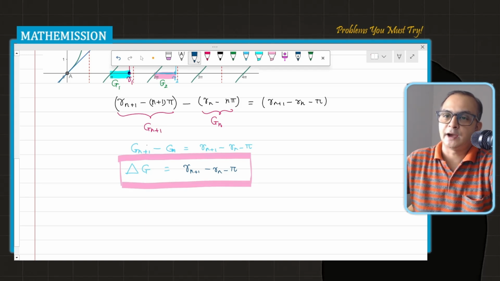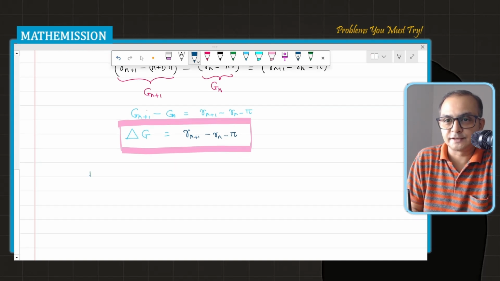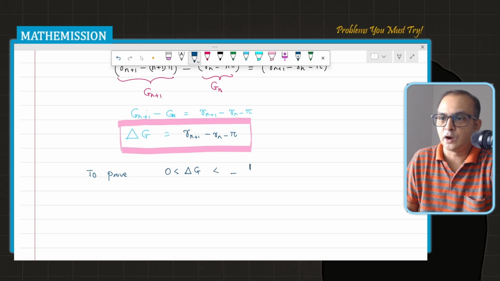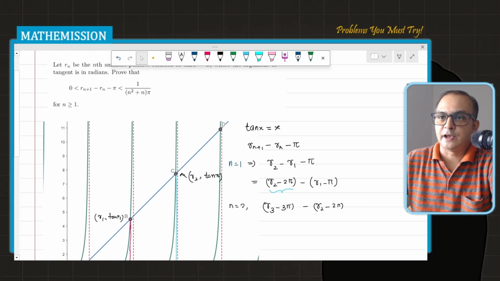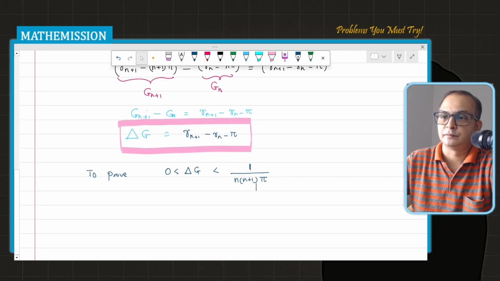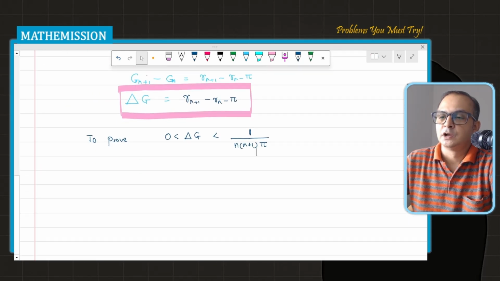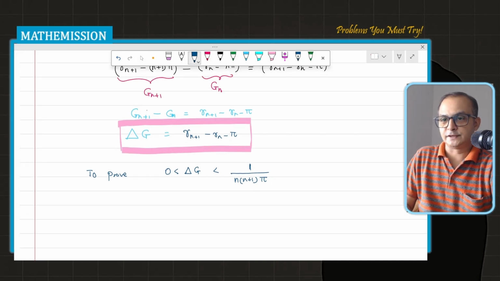So what we have to prove now is delta g is lying between 0 and 1 over n into n plus 1 pi. So this thing we have to prove. Sorry, n square plus n. That's correct because I can take n common. Yes. So this is what I have to prove.